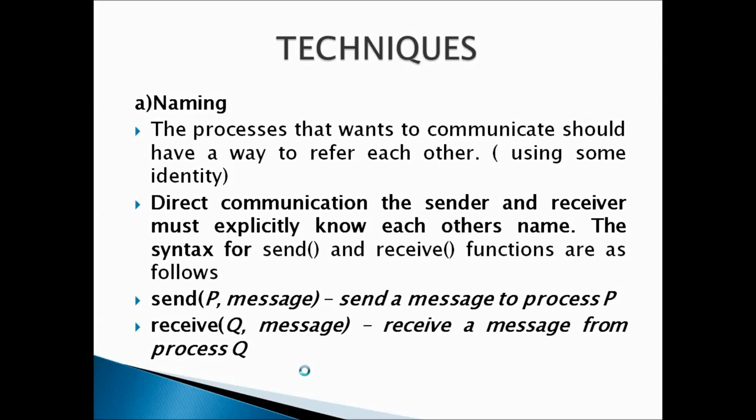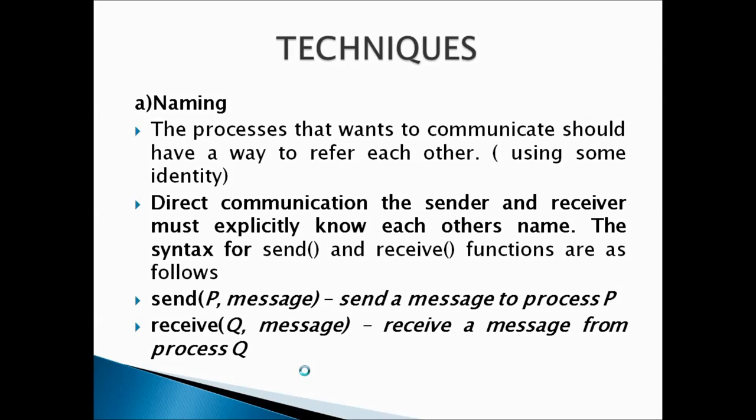So this technique wants the processes to communicate, right? If a process wants to communicate, they have a way to refer to each other. That means if a process wants to communicate with the other process, both processes should know their identity. They have to use some identity. Naming. Identity means, for a human being, name is identity. In the same way, processes can also be identified by names. You can use some naming techniques. Now, what is direct communication here?